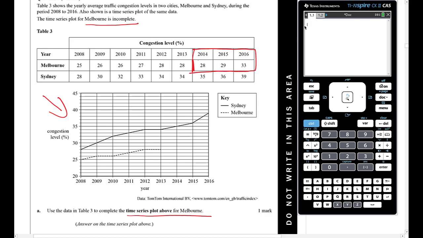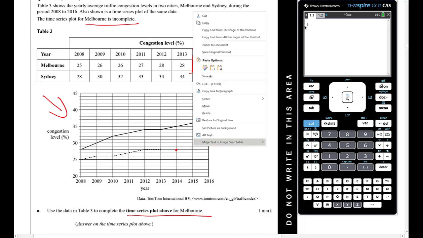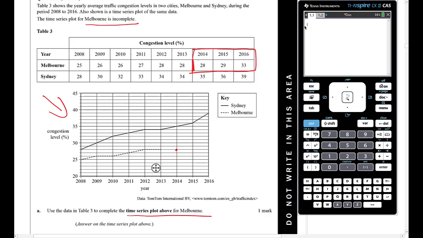So for 2014, I need to go up to 28. So 26, 27, 28. 2015, I've got to go up, so that'll be 29. And then you're going to go to 33. So 31, 32, 33. Okay, so it's basically going to look like that. So that's part A done.